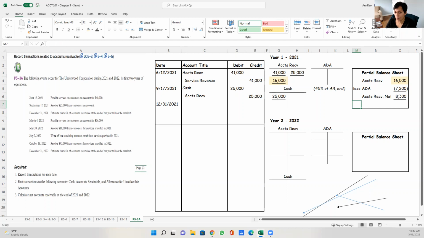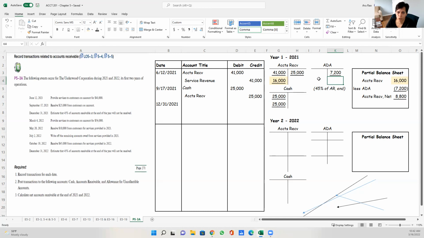Now, I cannot have something come into my balance sheet without doing a journal entry. So let's work backwards and see what I need to do. For cash, there was just one entry, so that's 25,000. I'm just finishing up that one. Let's take a look over here. In the allowance for doubtful accounts, there was nothing over here. I need to have 7,200. I need that number over here, 7,200. That's the balance I want in that account.